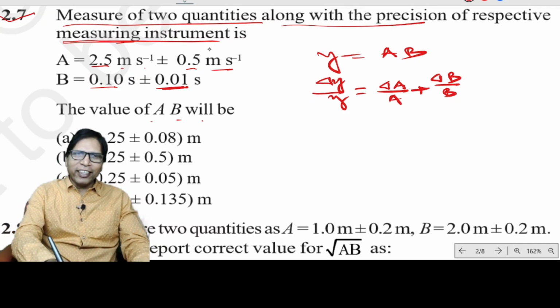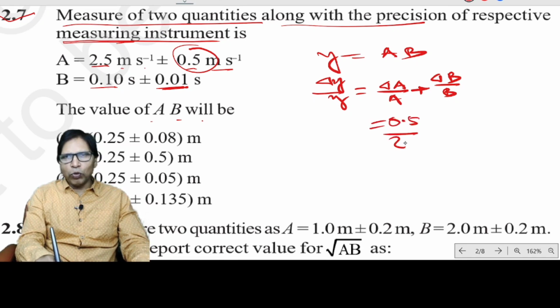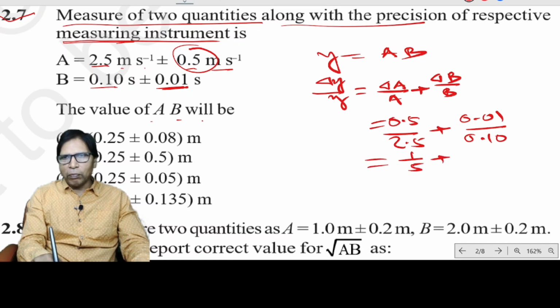Now look at this, this is the error of A. So this is 0.5 by 2.5 plus 0.01 divided by 1.10. So this is 1 by 5 plus 1 by 10. The LCM is 10. So this is 2 plus 1, so this is 3 by 10.